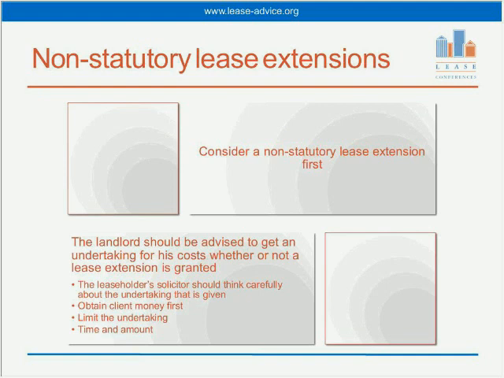So I think anybody who comes to us seeking advice about getting a 1993 Act extension, we'd say, and I think any professional worth their salt would say, have you considered non-statutory lease extension first? There are pros and cons, which we'll come on to shortly, but certainly the landlord should be advised to get an undertaking for their costs whether or not a lease extension is granted, if you're acting for the landlord or competent landlord or freeholder. And likewise, the leaseholder's solicitor should think carefully about the nature of the undertaking given in a voluntary lease extension, and if it involves the commitment of any money, getting the money from the client first.